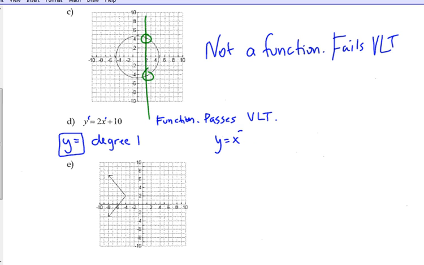Y equals x squared, could you put that into your calculator? Yes, your calculator only graphs functions. If you cannot put it into your calculator, most likely it's not a function.